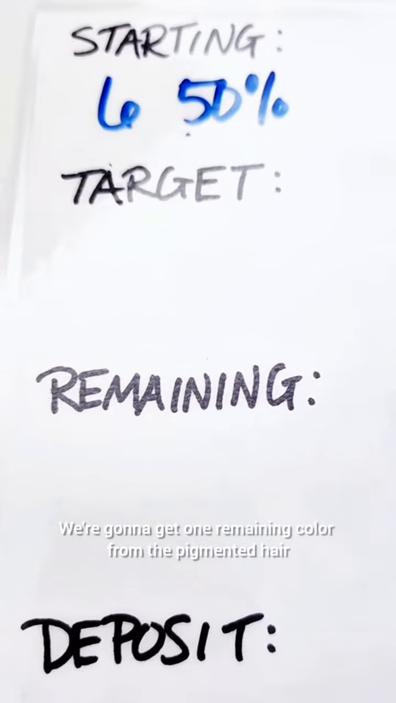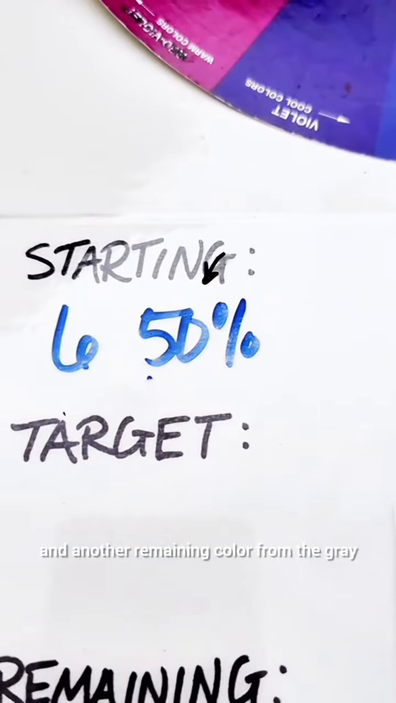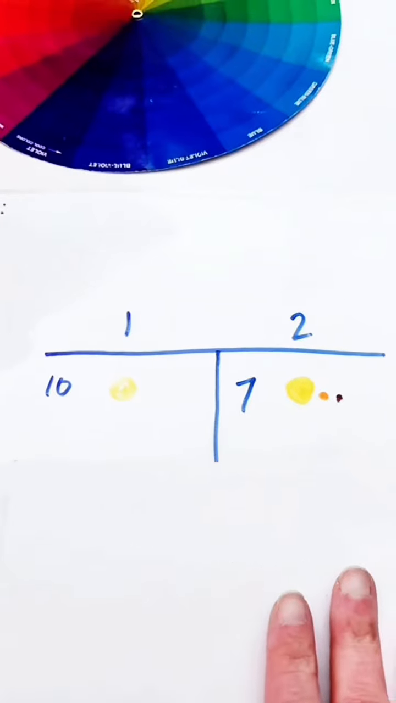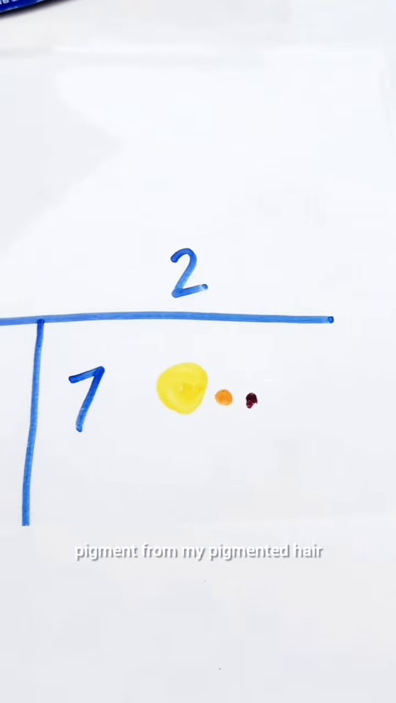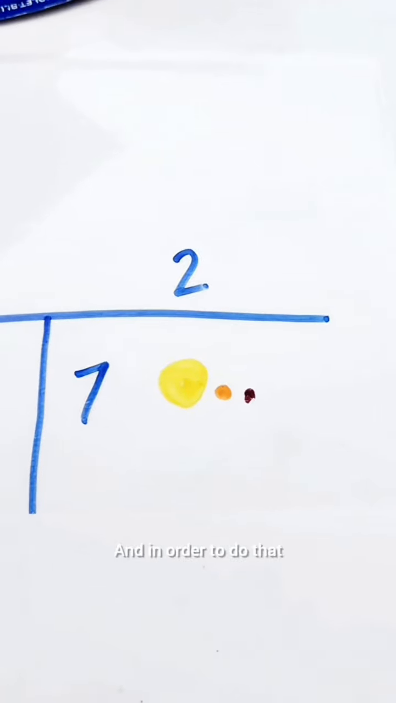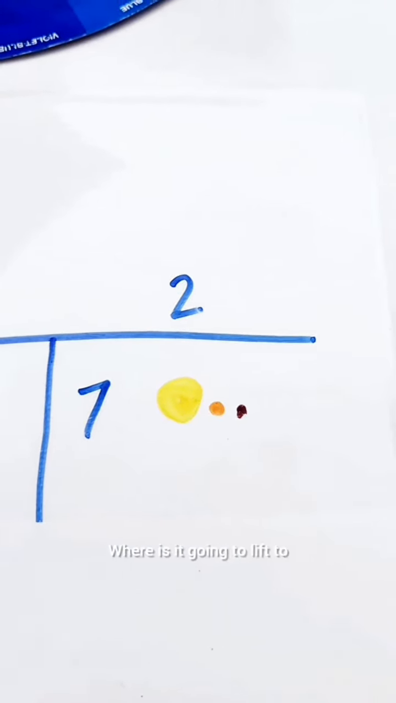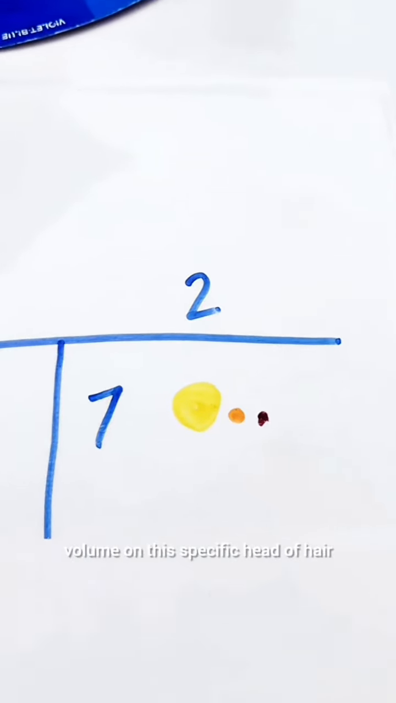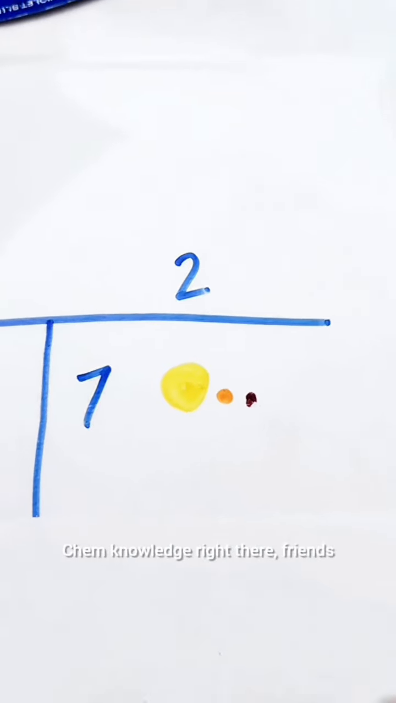We're going to get one remaining color from the pigmented hair and another remaining color from the gray. So in this case, with the formula that I used, I predicted that I would get this remaining pigment from my pigmented hair. And in order to do that, you and I have to know our chemistry. What's going to happen to this natural level? Where's it going to lift to if I put this specific level with this specific volume on this specific head of hair? We got to be able to predict that. Chem knowledge right there, friends.